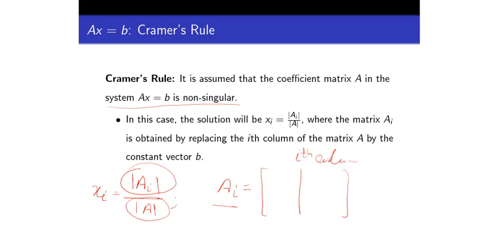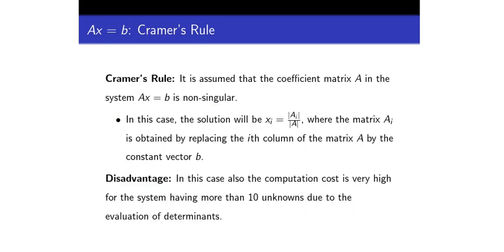So every time here again there is involvement of the determinant of the matrix. For a system of linear equations with a large number of unknowns, meaning more than 10, we will discard this Cramer's rule. We will not be adopting this method. In this case also the computation cost is very high for a system having more than 10 unknowns, so due to the evaluation of the determinant, Cramer's rule is also discarded.